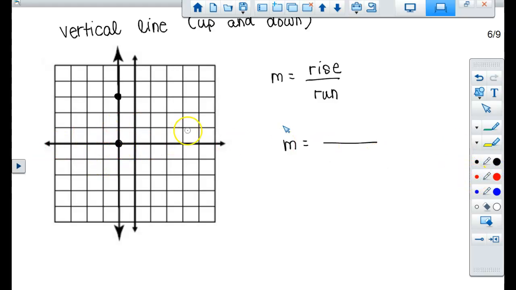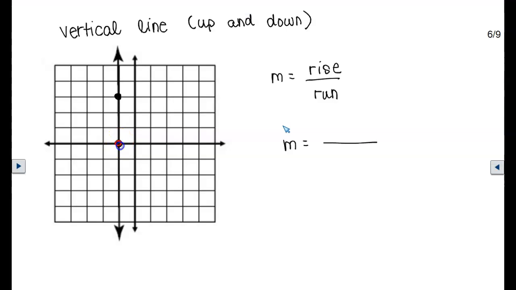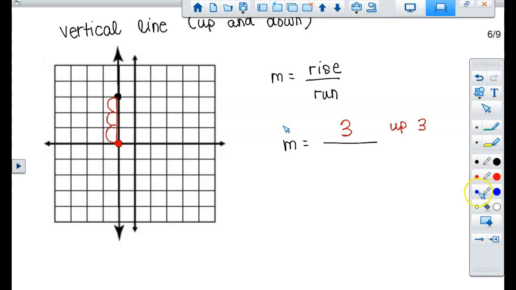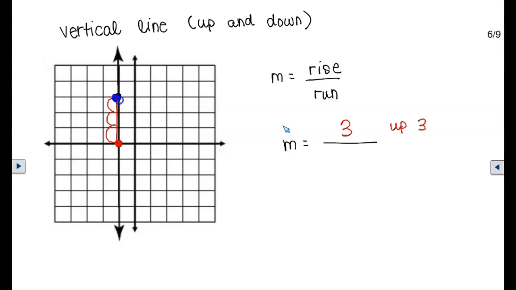All right, this time I don't have a leftmost point, so I'm going to start at this bottom point and go up to that top point. So do I have a rise? Do I have to go up or down? And the answer is yes, I have to go up. And I have to go up 1, 2, 3 spaces. So my rise is up 3, which means that will be a positive 3. Now, my run, do I have to go left or right? The answer is no, because look, I'm already at the point. I don't have to travel to the left or the right. This line doesn't move left and right. It doesn't run. So there is no run, which means there would be a 0 down here.